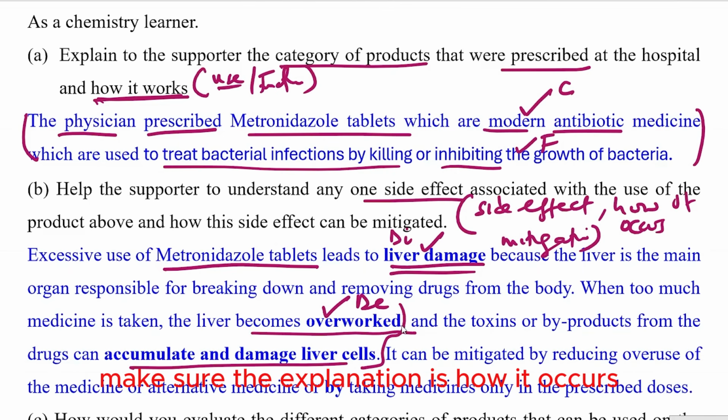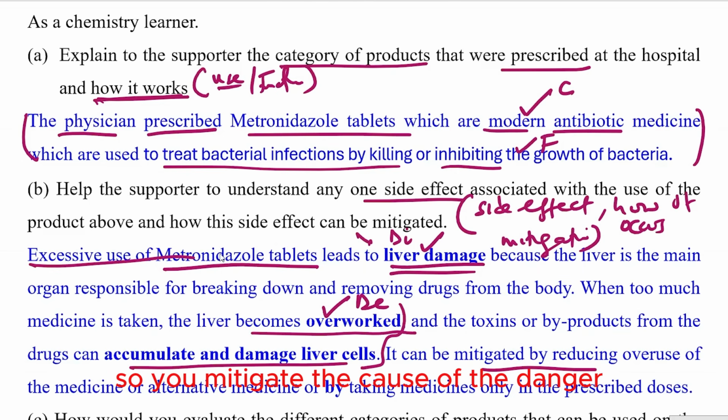Make sure the explanation is how it occurs. Then it can be mitigated by avoiding overuse. So you mitigate the cause of the danger that is occurring here. So this is the danger mitigated. That's how this part of side effect or the danger is actually responded to.